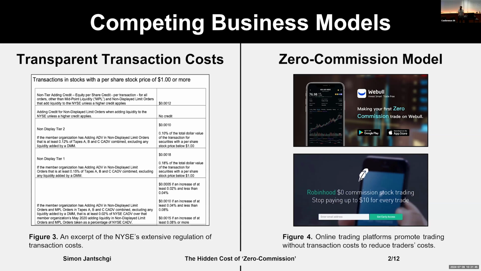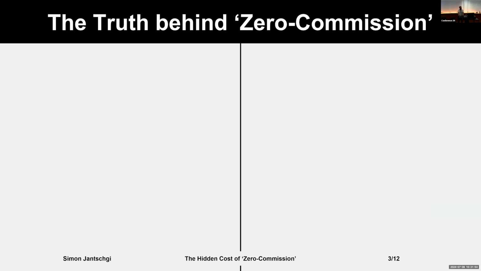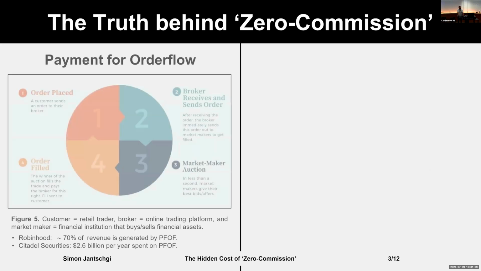So as economists and computer scientists, we know that there's rarely such a thing as a free lunch. So where's the catch? They need to monetize somehow. Now, the catch is as follows. The truth behind zero commission models is that online trading platforms like Robinhood monetize via a practice called payment for order flow. What payment for order flow is, is that Robinhood basically sells the order book to a third-party market maker, which is a financial institution that buys or sells financial assets. These market makers pay Robinhood on the side for the privilege to execute the trades and to choose the bid-ask spread, so the buy and the sell price, at their own discretion.